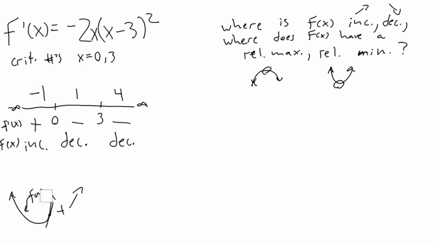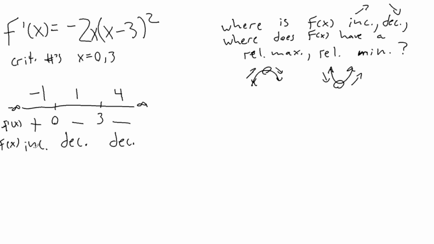So now we have almost everything we need, and we have to remember it's also asking for where f of x has a relative maximum and a relative minimum. To find where we have relative maximums and relative minimums, we're going to find where f of x goes from increasing to decreasing and where it goes from decreasing to increasing. If it goes from increasing to decreasing, we have a relative maximum. If it goes from decreasing to increasing, we have a relative minimum.